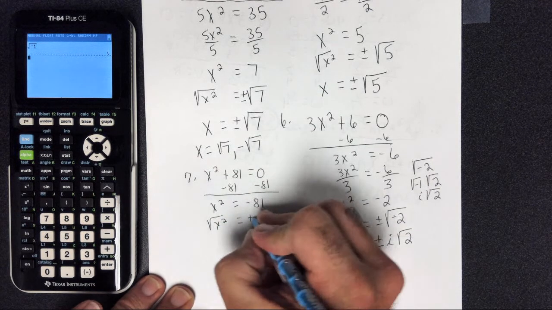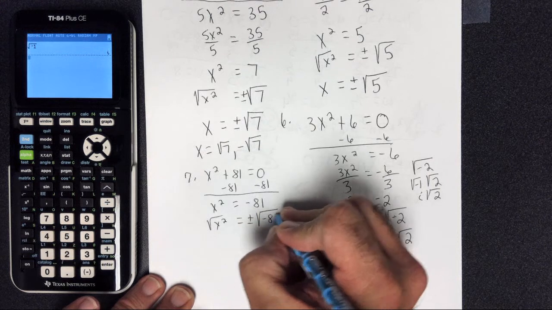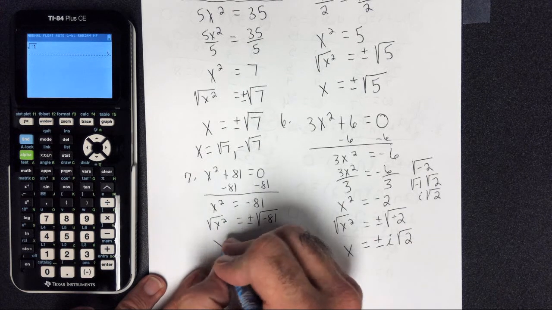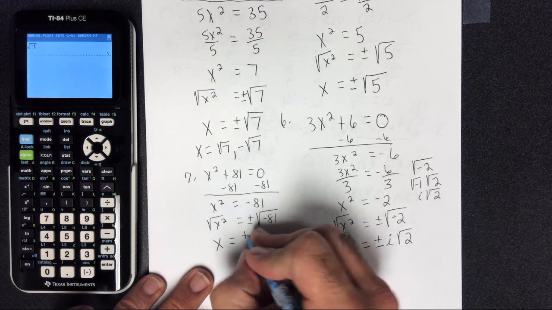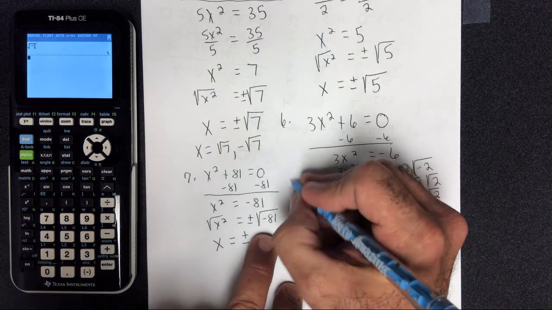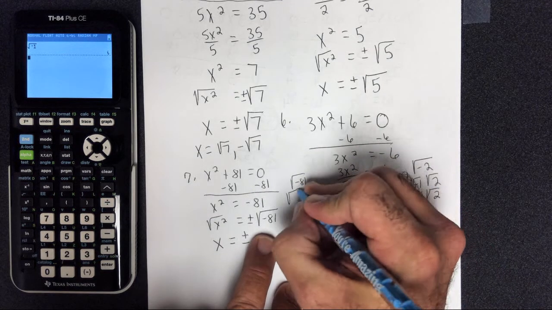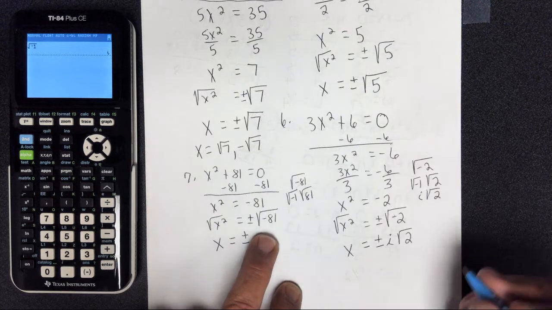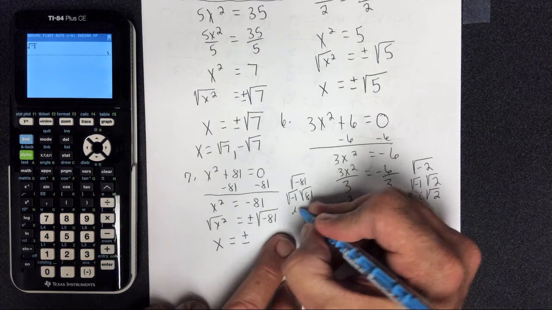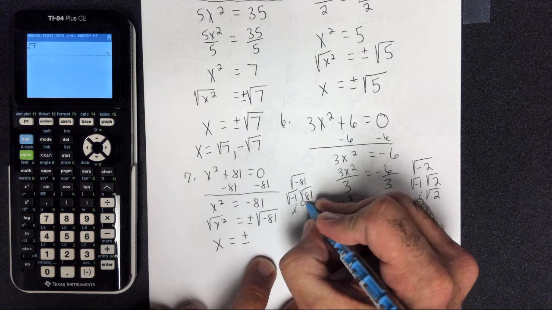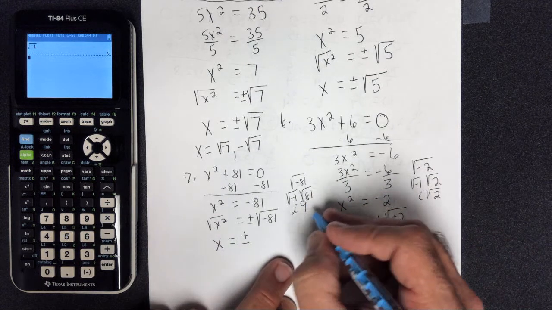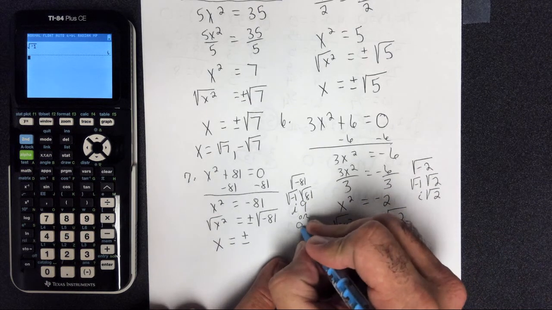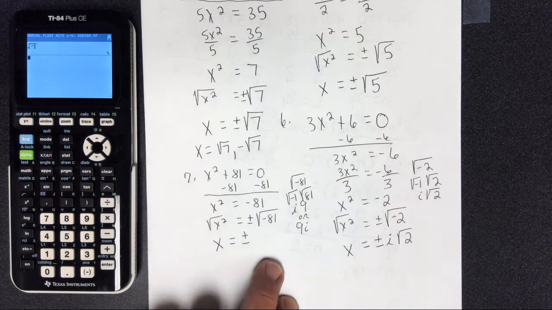So I'm going to do a plus or minus square root of that negative 81. So the square root of x squared is x. That's going to equal a plus or minus. So remember that square root of negative 81 is really a square root of negative 1 times a square root of 81. Square root of negative 1 is i. Square root of 81 is 9. So you could put 9i, but they usually put the number first and then the i.